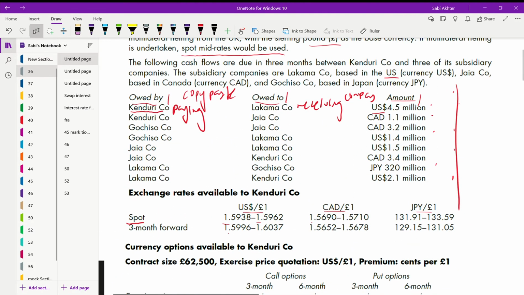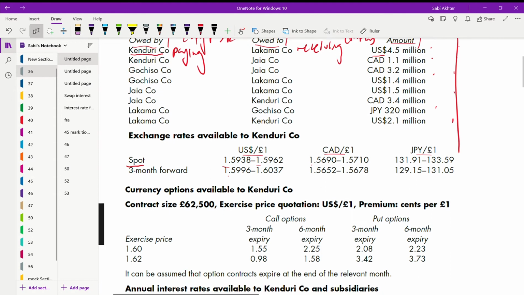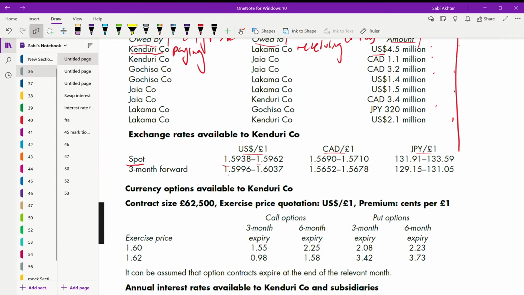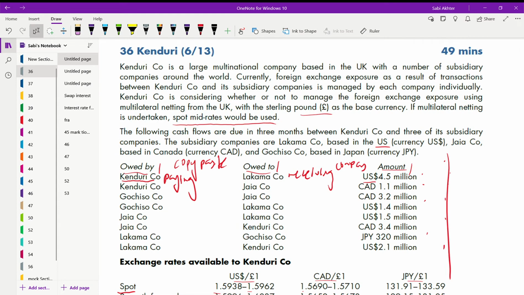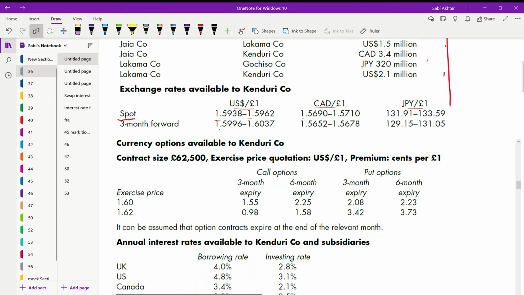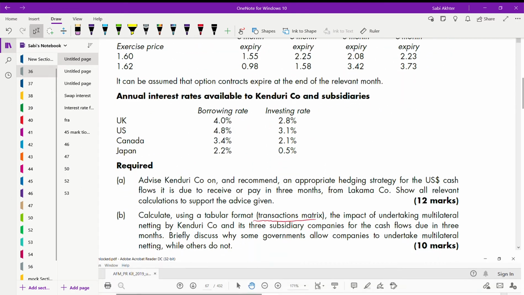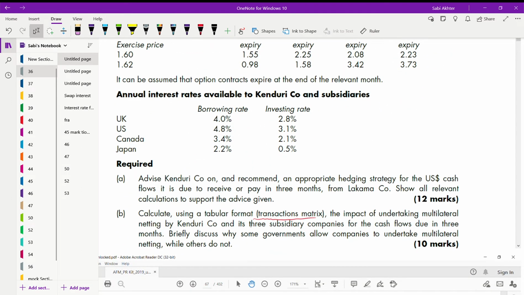And here, exchange rate available to Canary, right? So what are you hedging exactly? Because there are so many currencies. Canary is paying to this. Advise Canary on a recommended and appropriate hedging strategy for the US cash flow it is due to receive or pay in 3 months' time from LACME. This itself will tell you. So Canary to LACME, that transaction only.